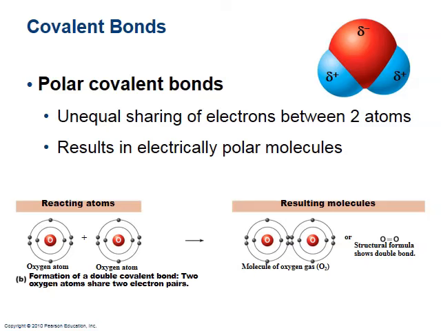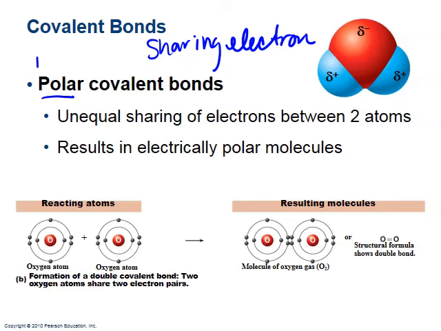The next bond on our list are covalent bonds. Covalent bonds, if you remember, was sharing of electrons. So instead of transferring, we're going to share electrons, but this is where it gets a little tricky. There's two different types. There's polar and there's non-polar covalent bonds.